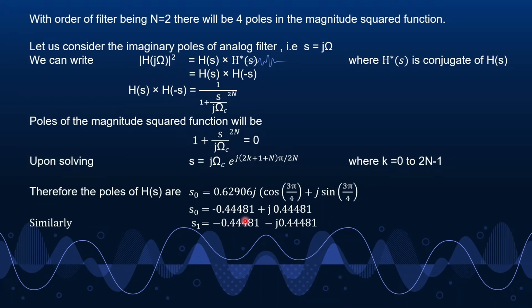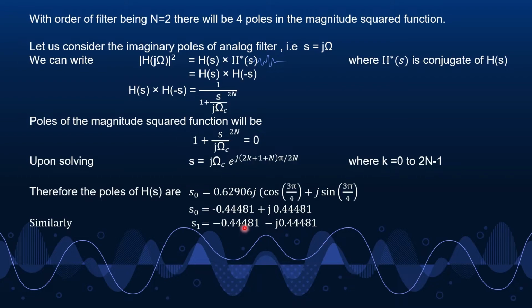With the order of filter n is 2, there will be 4 poles in the magnitude squared response. Let us consider the imaginary poles of analog filter s equals j omega. We can write mod of H of j omega whole square as H of s into H conjugate of s. The complex conjugate of H of s can be written as H of minus j omega, that is H of minus s. Poles of the magnitude square response will be where 1 plus (s by j omega c) whole power 2n is 0. Upon solving this, we get s equals j omega c e power j into (2k plus 1 plus n) into pi by 2n, where k ranges from 0 to 2n minus 1.